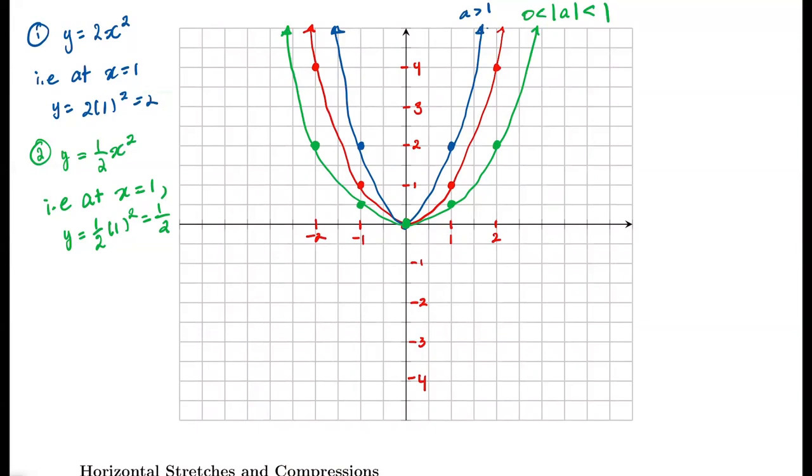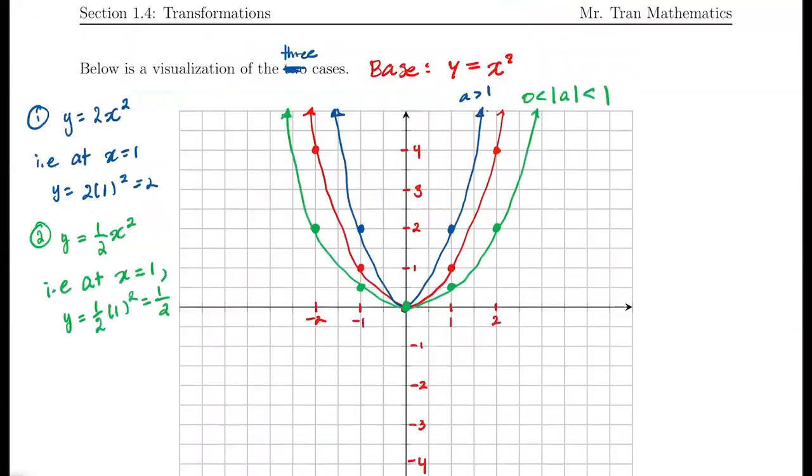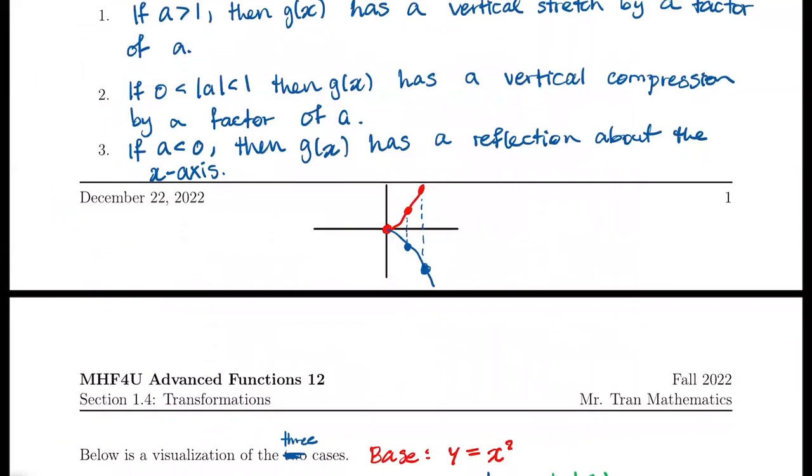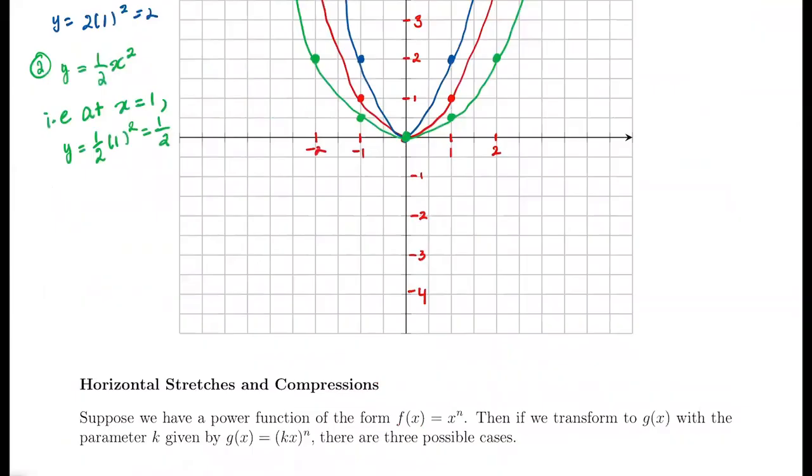And then for the last case, we're going to have a look at what happens in case 3 now. So when a is less than 0, then g of x has a reflection about the x-axis. So let's just say, do something simple. Let's just say we have y is equal to -x squared. So for example, at x is equal to 1, we would have y is equal to -1 squared, which is equal to 1.